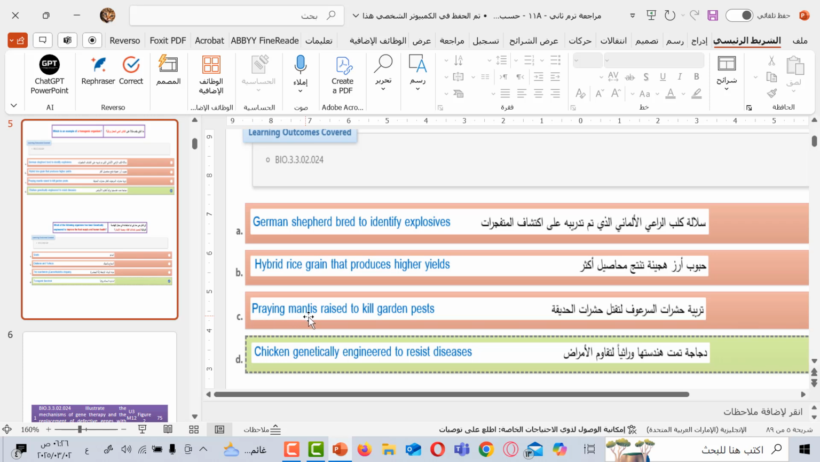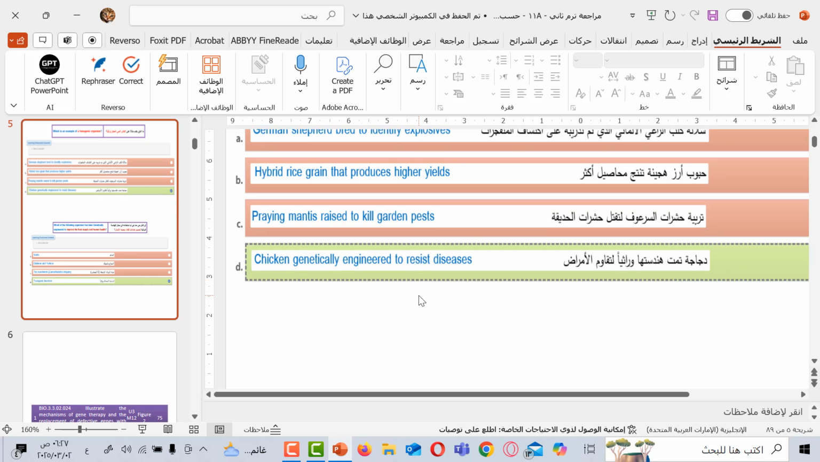Bring me mints, radish to kill garden pests? Nothing else, because it's just bringing. Chicken genetically engineered to resist a disease? This is the true choice.